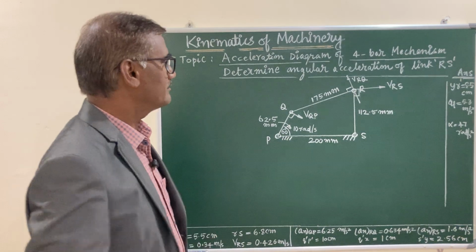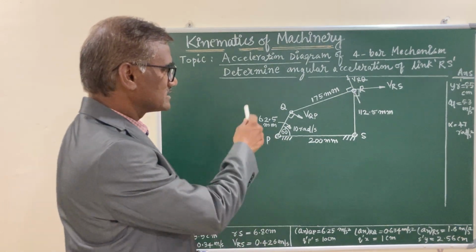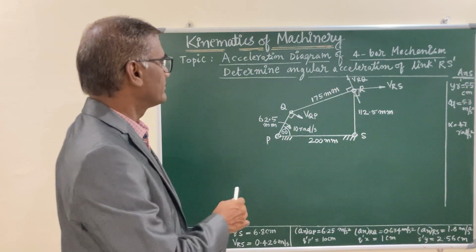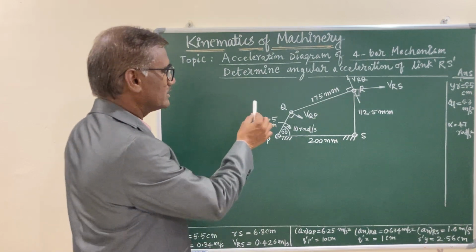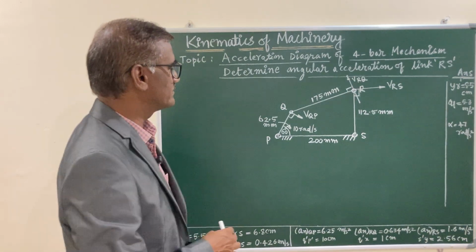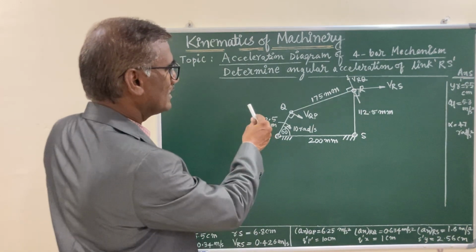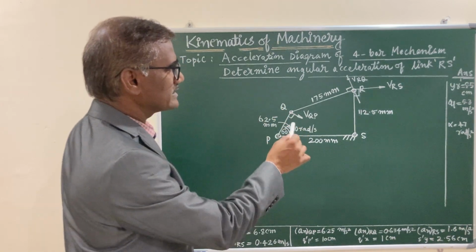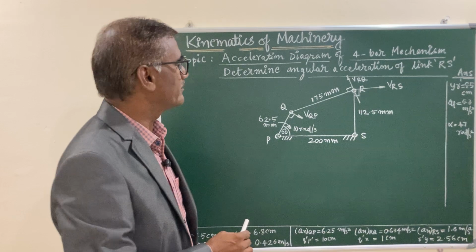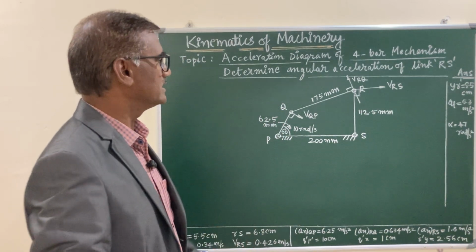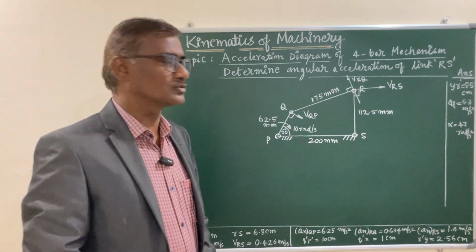Let us look at the problem. The length of the links are given. Here PS is the fixed link, that is 200 mm, and PQ is a crank of 62.5 mm at an angle of 60 degrees with the horizontal link. QR is 175 mm and RS is 112.5 mm. The orientation of the angle is given and you can draw the configuration diagram to scale.